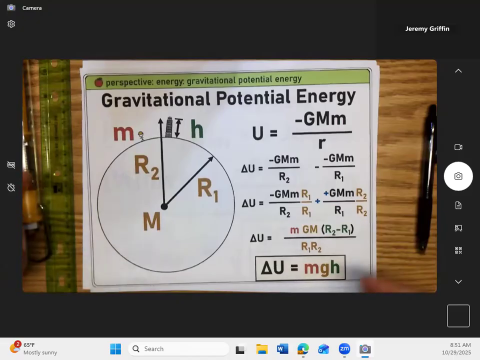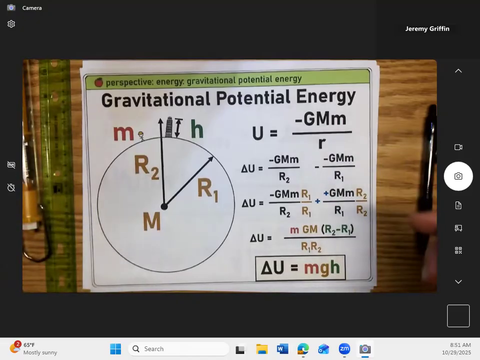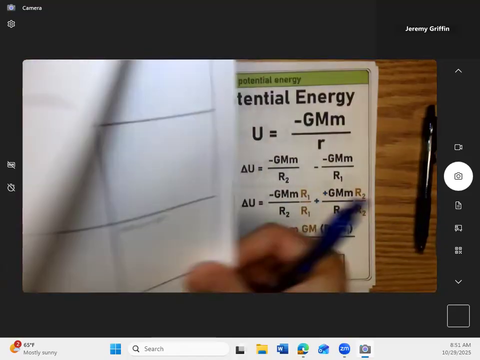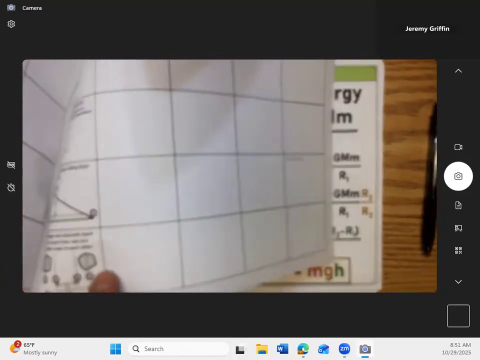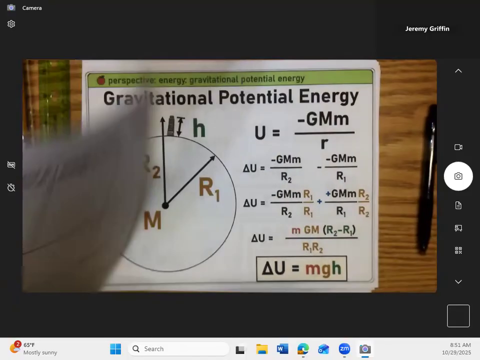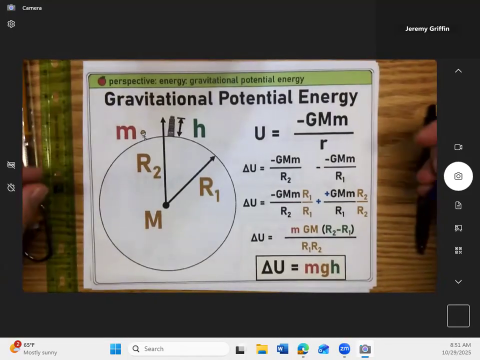But what if you're sending a rocket all the way to the moon? Then this kind of falls apart. You need a more universal form. I think in this packet I got an example with some asteroids gravitating. Yeah, it's the very last example, with asteroids gravitating closer together. So you need a more universal form.